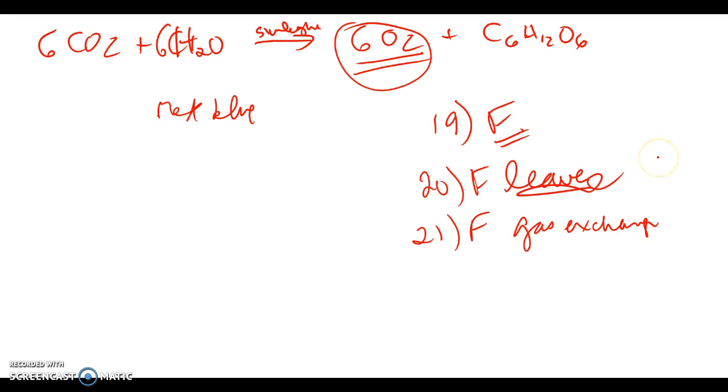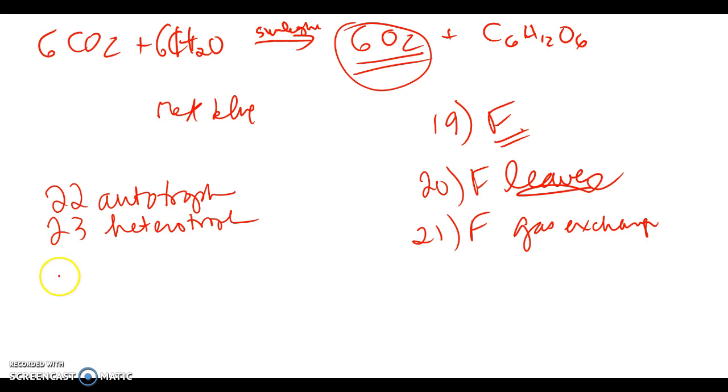Okay? Fill in the blank. Organisms that can make their own food are autotrophs, right? Organisms that cannot make their own food are heterotrophs. Life on Earth is dependent on photosynthesis for what two things? I believe it's for the glucose and the oxygen.